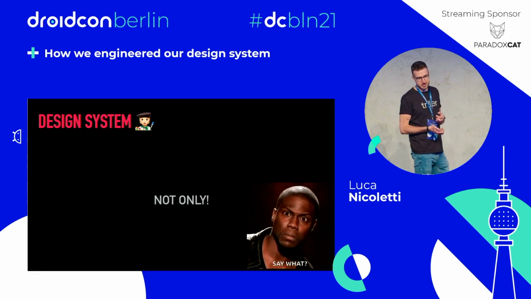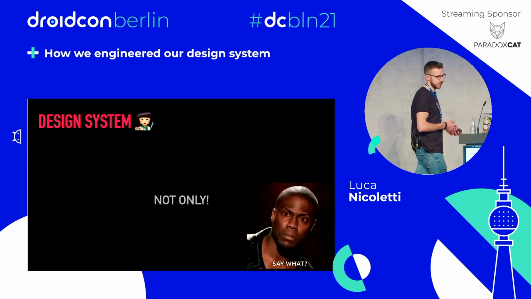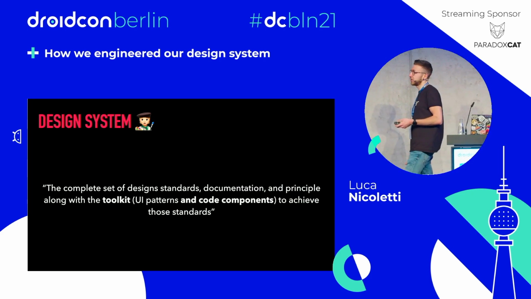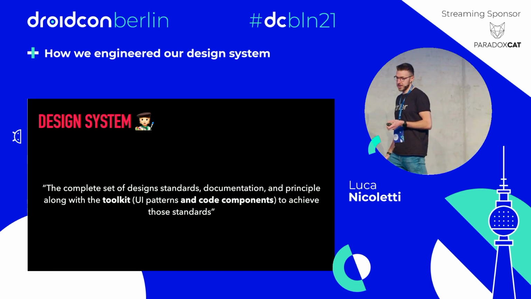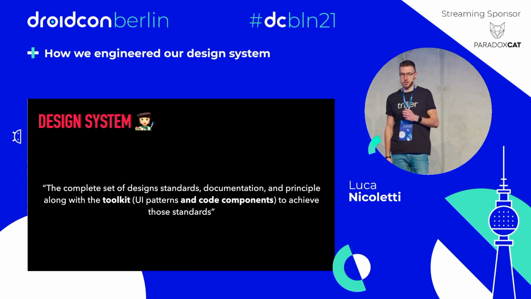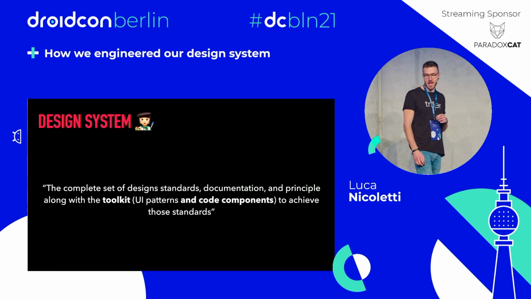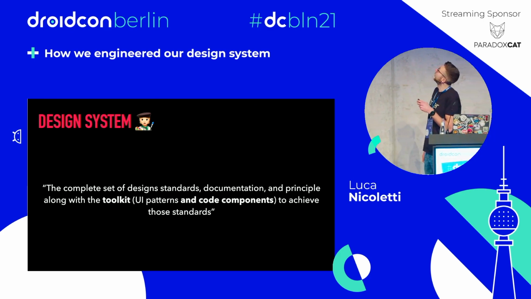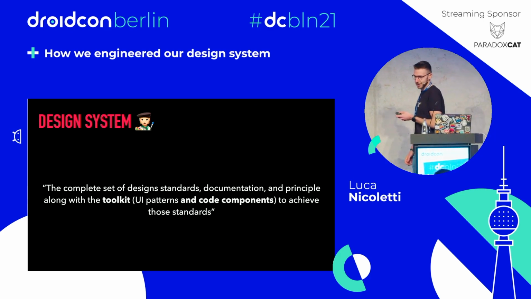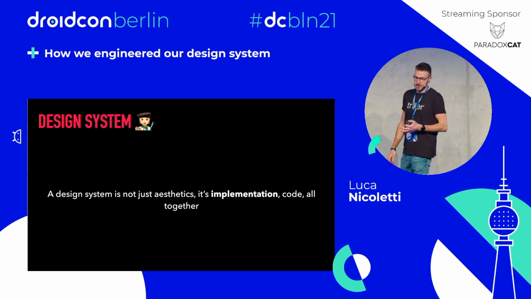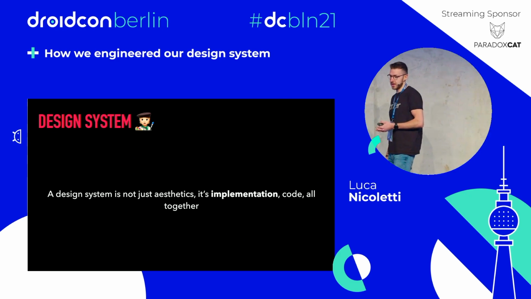A design system is not only aesthetics and graphics and UI, colors, and whatever. A better definition is this one: the complete set of design standards, documentation, and principles alongside the toolkit, so UI patterns and code components, to achieve those standards. And as you can see from this definition, the code is actually mentioned. So again, a design system is not just aesthetics, it's implementation, code, everything all together.